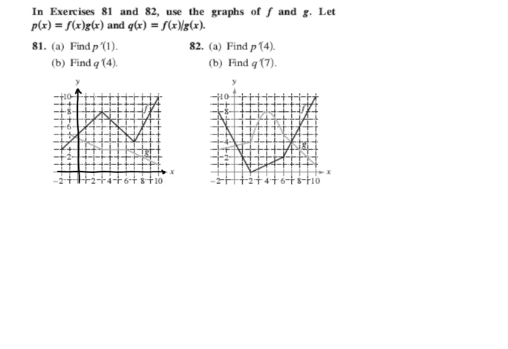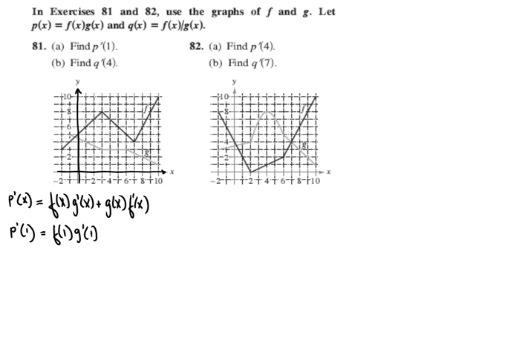So if p of x is f of x times g of x in 81, we're looking for p prime of 1. Well, p prime of x is equal to, since it's a product, f of x times g prime of x plus g of x f prime of x. And p prime of 1 would simply be that expression evaluated when x is equal to 1. So that would be f of 1 times g prime of 1 plus g of 1 times f prime of 1. So now we need to evaluate each of those pieces individually.